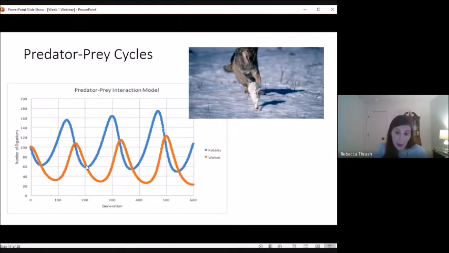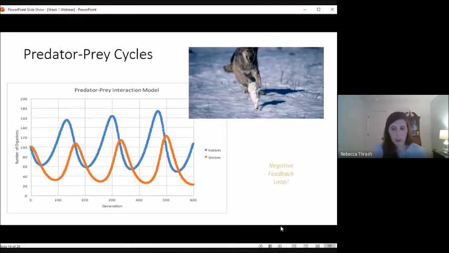Well, now the wolves have maxed out their resources, they've overeaten, and now there's no more rabbits, so their population is then going to decline. Well, it's kind of a cyclical thing. So now that you have fewer wolves, the rabbit population is able to rebound, and then on we go.